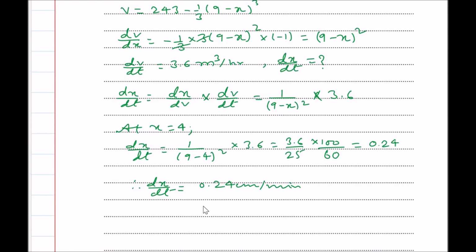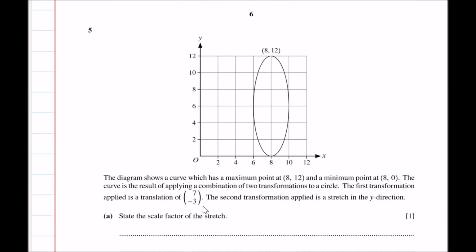Okay. Now let's go to the next. Here it says the diagram shows a curve which has a maximum point at 8, 12 and minimum point at 8, 0. The curve is the result of applying a combination of two transformations to a circle. So originally it was a circle. The first transformation applied is a translation of (7, -3). The second transformation applied is a stretch in the y direction. The question is, state the scale factor of the stretch.